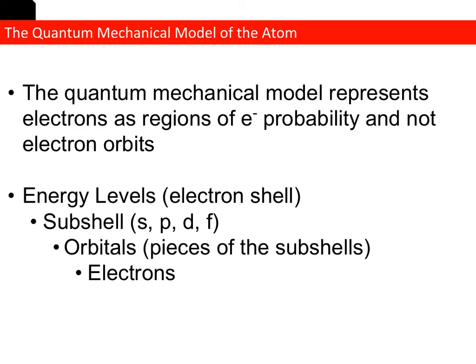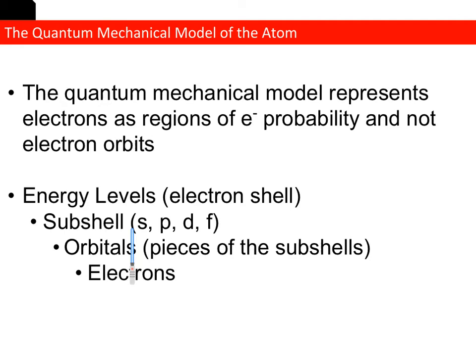Now, the quantum mechanical model is organized from broad to more specific. So you first identify the energy level, and a broad energy level is basically a region of space around the nucleus. Now, this is a holdover from Bohr's model. Bohr came up with the idea of energy levels. So the quantum mechanical model uses the idea of energy levels, but it says within those energy levels, as you get further from the nucleus, there's more space for electrons to spread out and occupy these things called subshells.